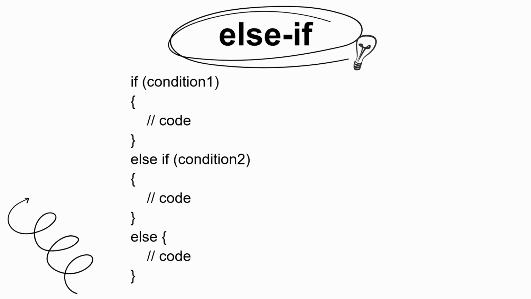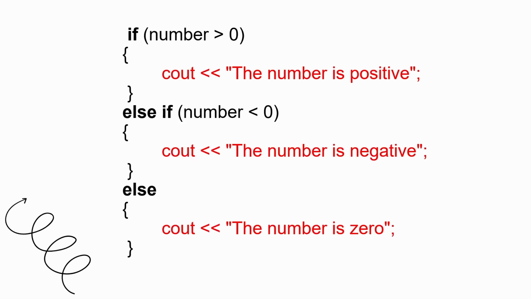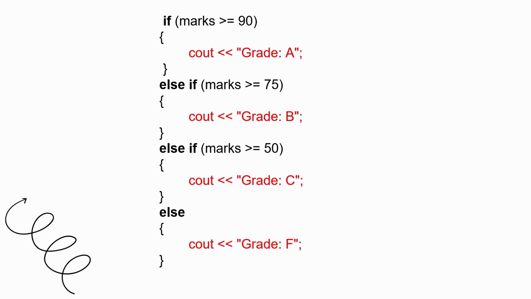The else-if statement is used for multiple conditions. It checks conditions in order and executes the first true block. The final else handles all remaining cases. This tells us whether the number is positive, negative, or 0. Here, we check ranges of marks to assign grades A, B, C, or F.